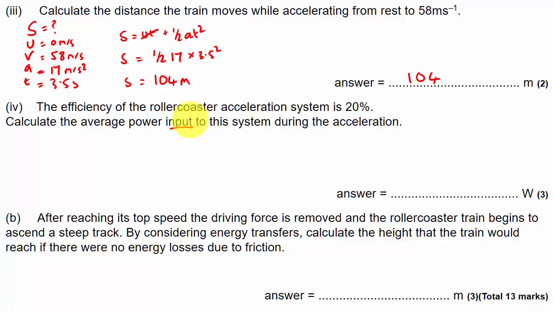So you've got to imagine that basically all the work done on the carriage that we know about, the useful work that got converted into kinetic energy, is only 20% of what's been put in. So there's 5 times more energy that's been put in than we're seeing, right? So that's kind of the intuition as to how to approach the question. So now, how do you go about doing it?